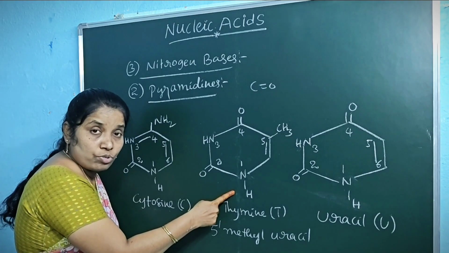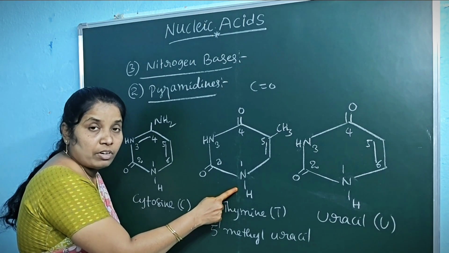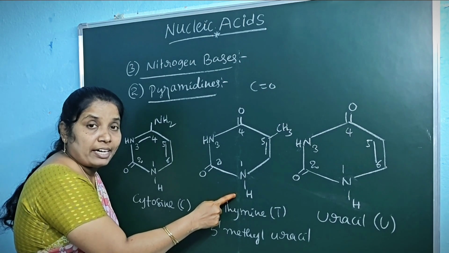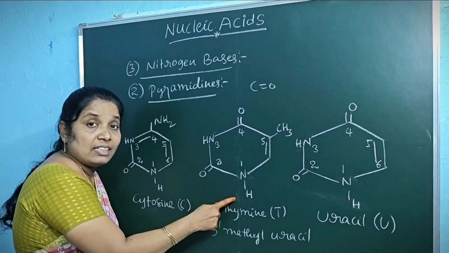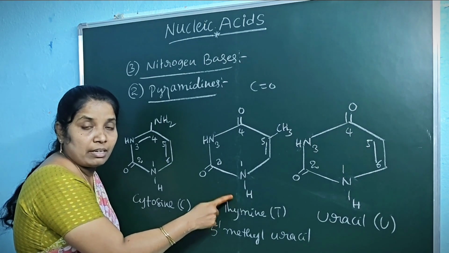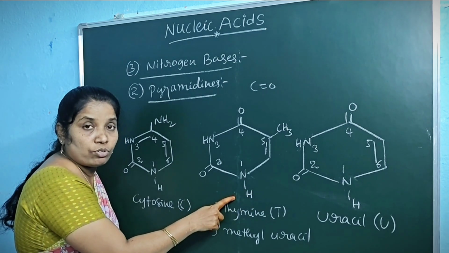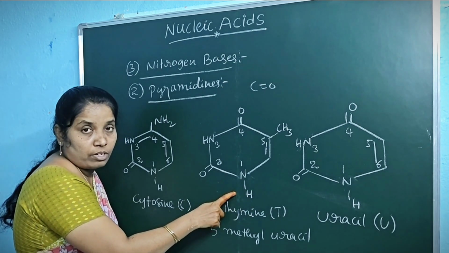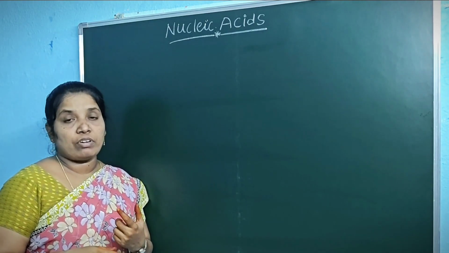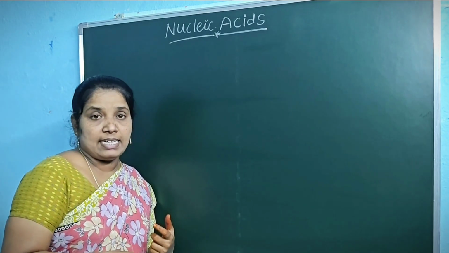Pyrimidines are attached to the pentose sugar at the first position, whereas purines are attached to the first carbon of pentose sugar through the ninth position of the imidazole ring. But here they don't have an imidazole ring, so they are attached to the pentose sugar at the first position. Okay, so you should remember. So let's see the next important structure of the nucleic acids, that is nothing but nucleosides.